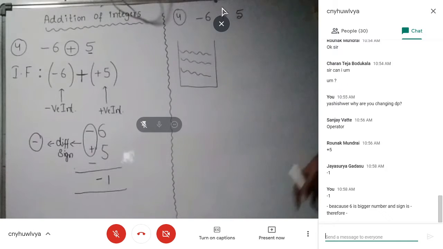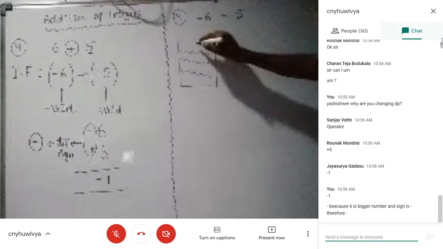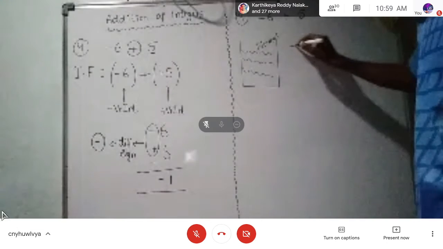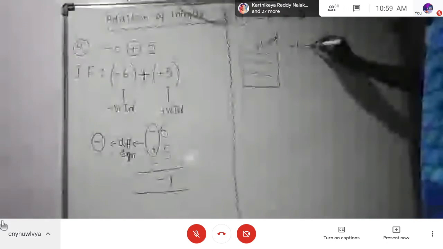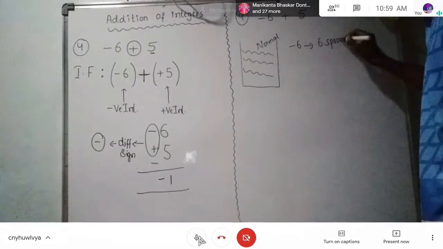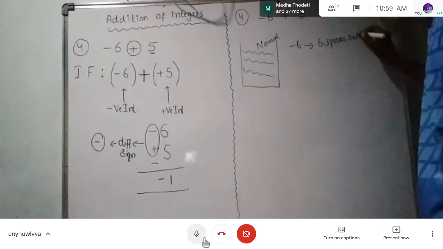So there is normal water. Now in this normal water, first, what is the meaning of minus 6? Minus 6 means 6 spoons of salt. 6 spoons of salt.